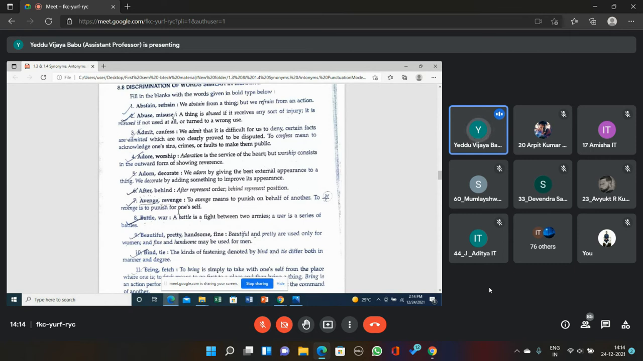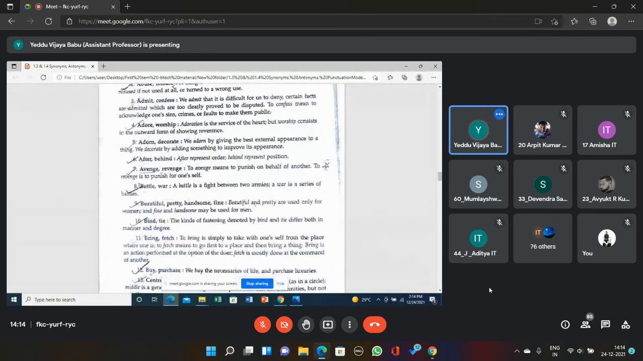What is the meaning of revenge? To punish for one's self. Somebody does something himself against some other person, showing some sort of anger or assaulting, a kind of rashness or anger, whatever. That's called revenge. Similarly, slight variation between battle and war.